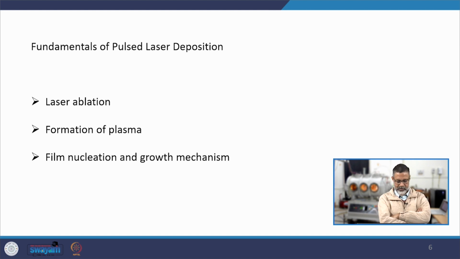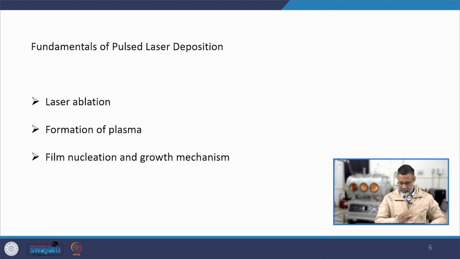This plasma will expand, and there is another phenomenon where shock waves will form from the plasma, which will go with a very high velocity from the target toward the substrate, and then further nucleation and growth will occur onto the substrate.